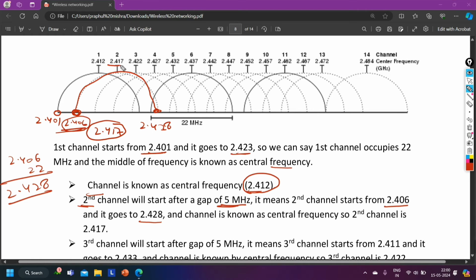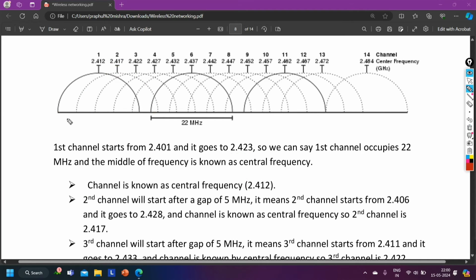So channel 2 is 2.417, right? In the same way, guys, if the second channel is starting from 2.406, then what will be the frequency of the third channel? The third channel will start after a gap of 5 megahertz, right? So if you add 5 megahertz over here, what value do you get? 2.411. So the third channel will start from 2.411, right?